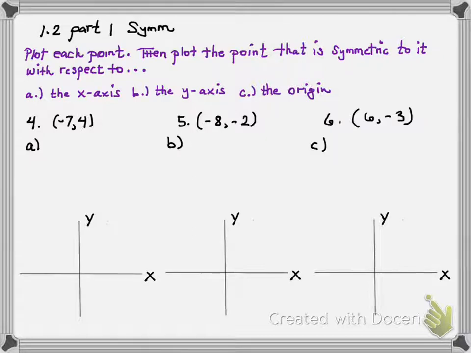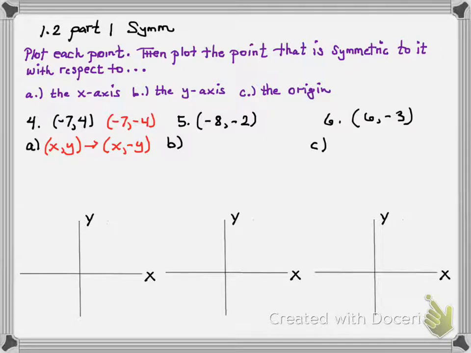I'm going to use part A, alright? I'm going to plot a point that's symmetric to negative 7, positive 4, with respect to the x-axis. And in doing that, remember our original point (x, y) will yield a new point, which will be (x, negative y). That new point will be symmetric to the original with respect to the x-axis. That means for negative 7, positive 4, our new point will look like negative 7, and then the opposite of positive 4 is negative 4.